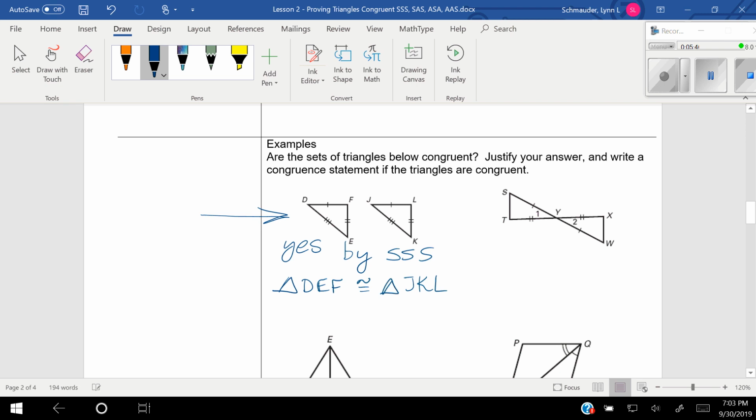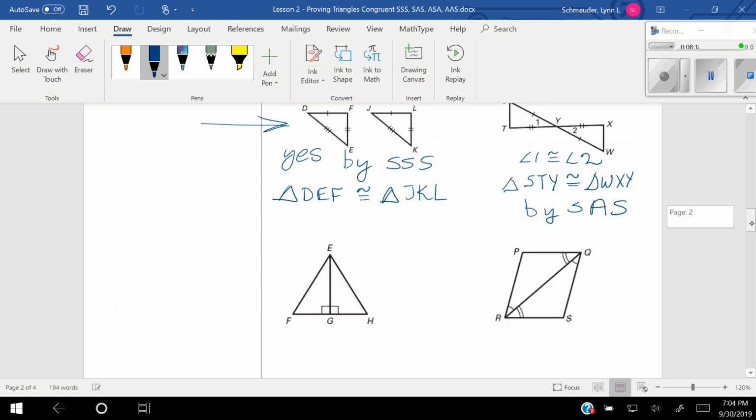Okay, how about these two? Let's see what we got here. All I really need to know is whether or not angles 1 and 2 are congruent, and they are, right? Because they're vertical angles. So by the vertical angles theorem, angle 1 is congruent to angle 2. Therefore, I can say that triangle STY is congruent to triangle WXY by side-angle-side, right? Side-angle-side.